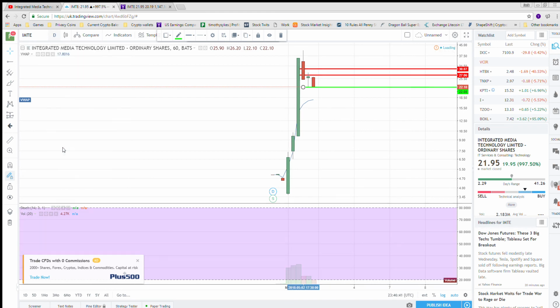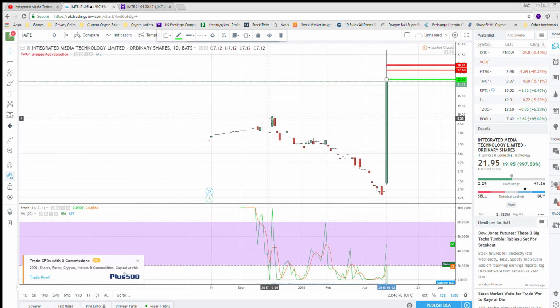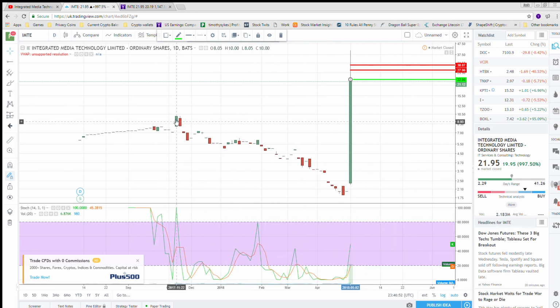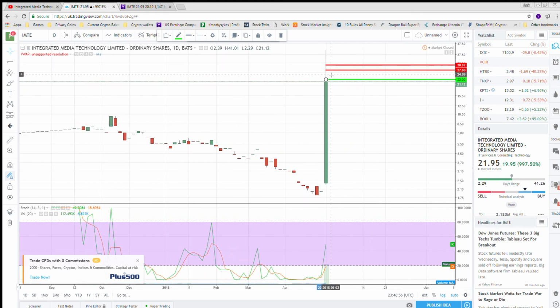And if we go back in time, there's so much downside, it's going to stop at this $10 mark. Well, it could stop at this $10 mark. It normally does with previous highs.